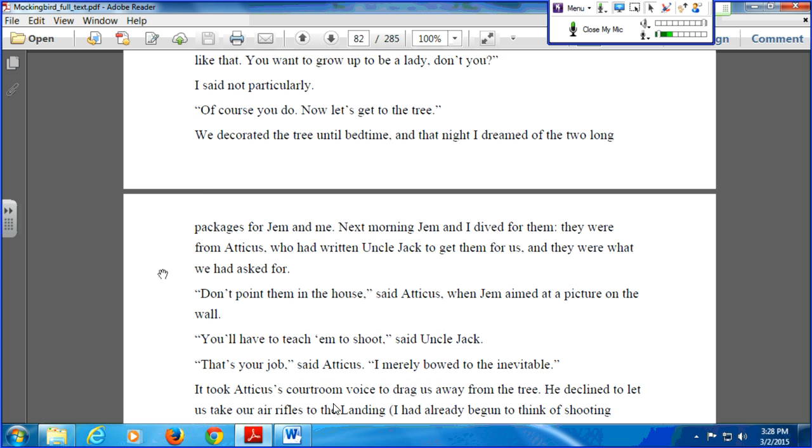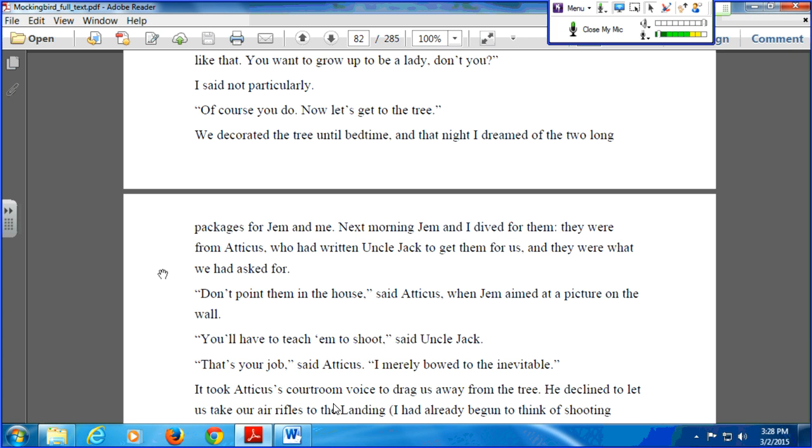We decorated the tree until bedtime, and that night I dreamed of two long packages for Jem and me. Next morning, Jem and I dived for them. They were from Atticus, who had written Uncle Jack to get them for us, and they were what we'd asked for. "Don't point them in the house," said Atticus, when Jem aimed at a picture on the wall. "You'll have to teach them to shoot," said Uncle Jack. "That's your job," said Atticus. I merely bowed to the inevitable.